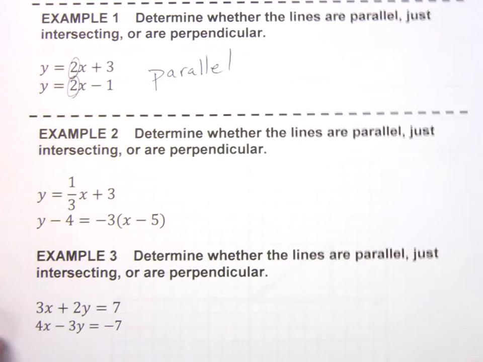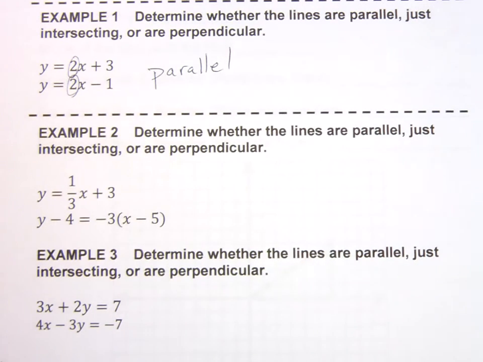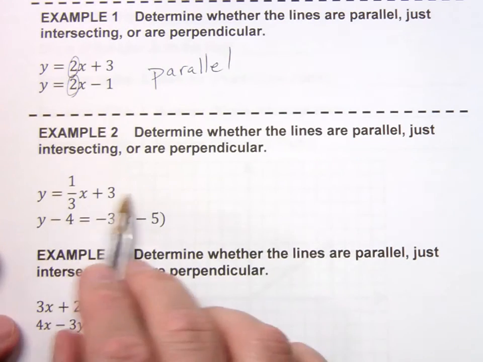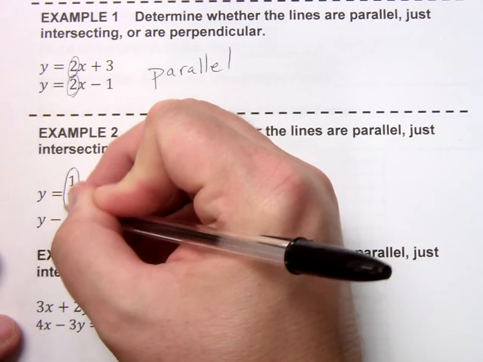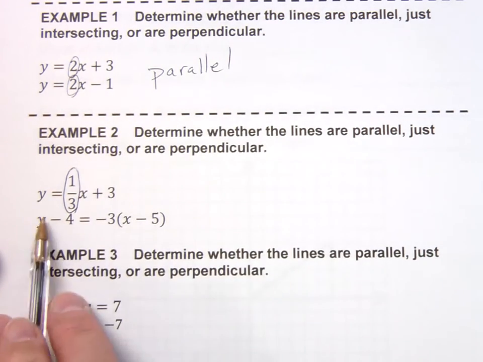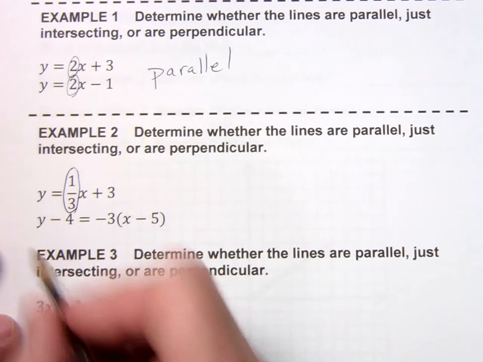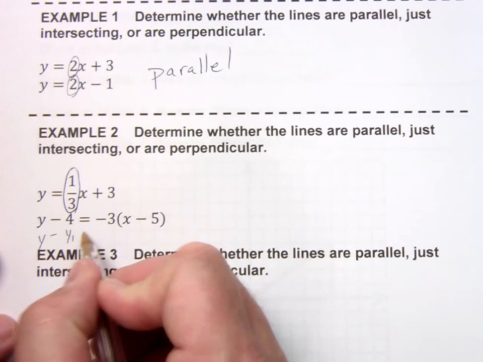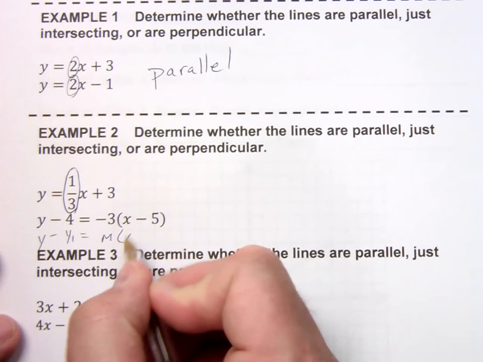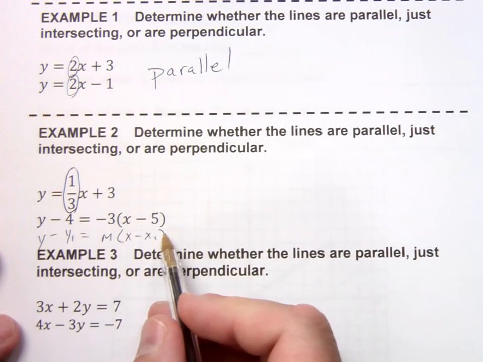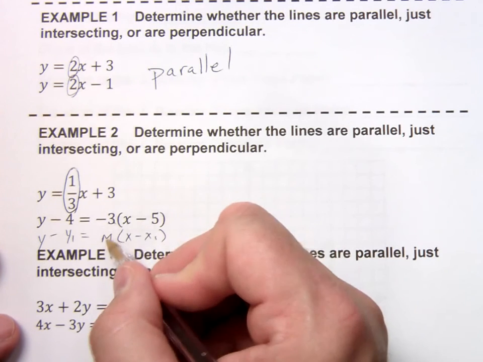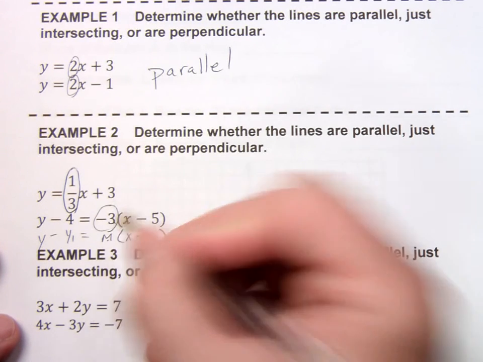Okay, same directions on number 2. Determine whether the lines are parallel, just intersecting, or are perpendicular. This is in slope-intercept form, so the slope is 1/3. Now this is not in slope-intercept form. This is in point-slope form: y minus y1 equals m times x minus x1. So the slope in point-slope form is found right here, and this slope is -3.